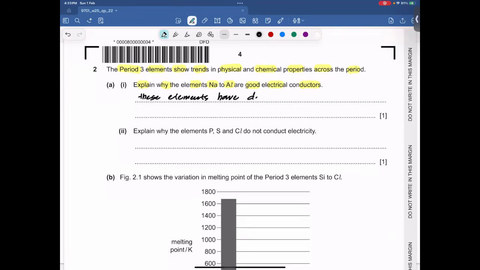have delocalized electrons, also called free mobile electrons. So these elements have delocalized electrons in the crystal lattice. All right, which is why they are good electrical conductors.